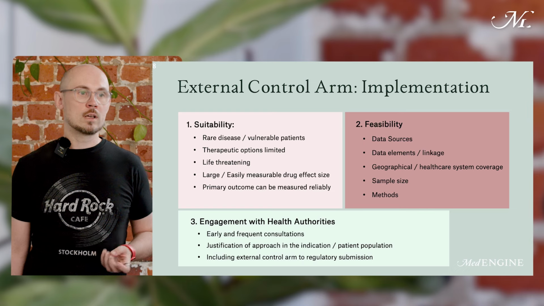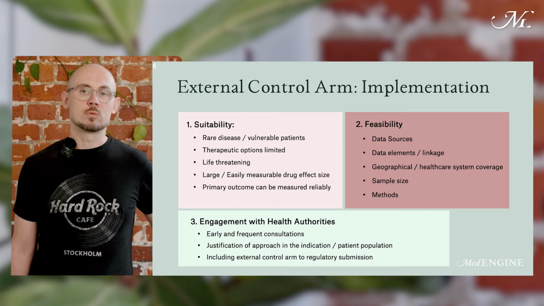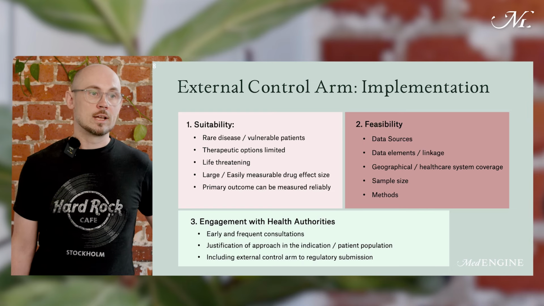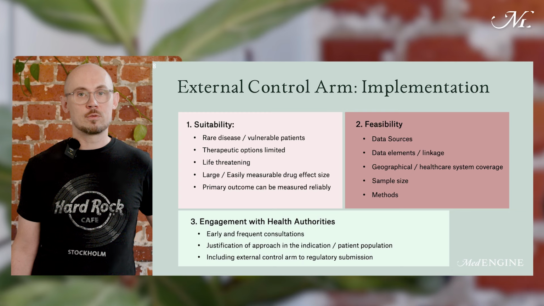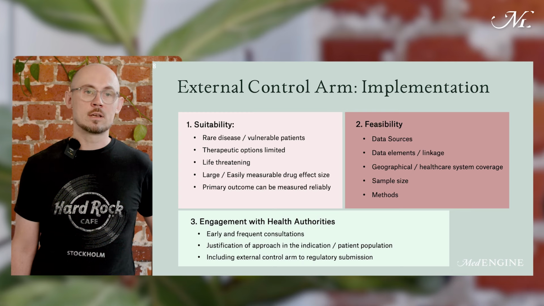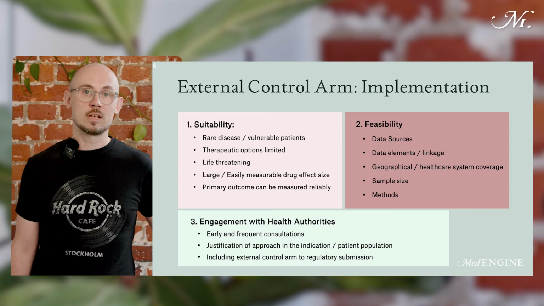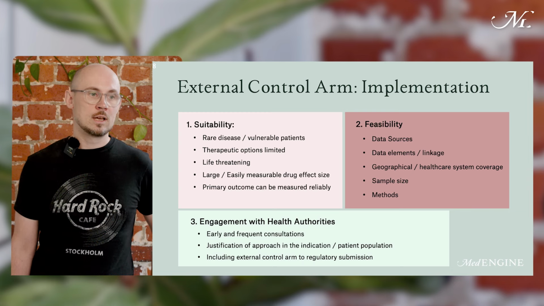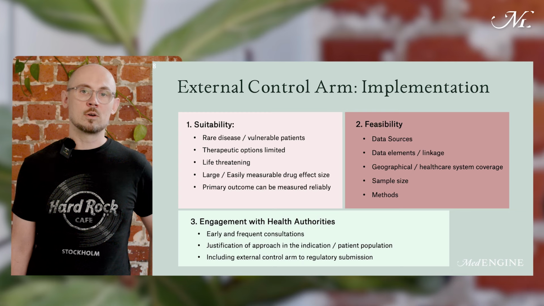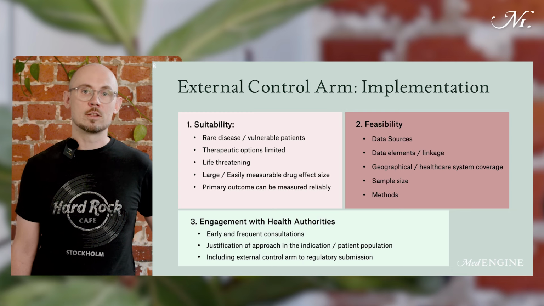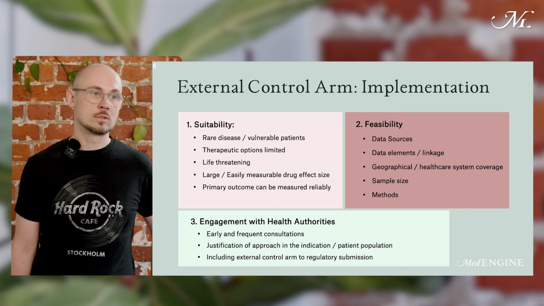Now, what are the considerations we have to look at? I think there are three main categories. One is how suitable the trial or the project is for external control arms. The second one is the feasibility check: do we actually have data to do this? And the third really important part is how we interact with the regulators who actually make the decisions.